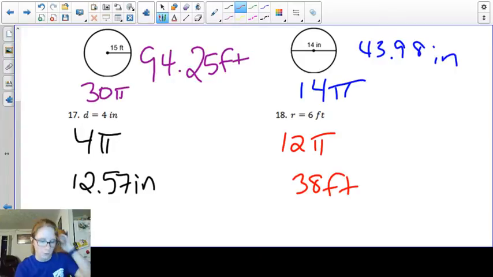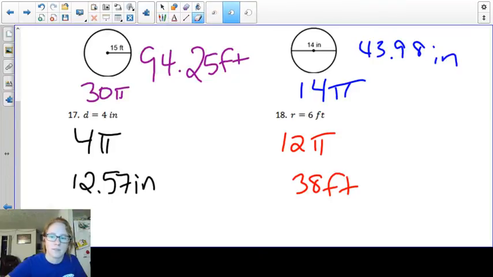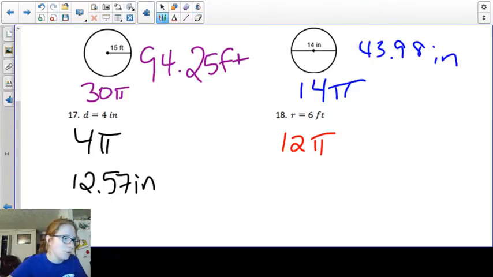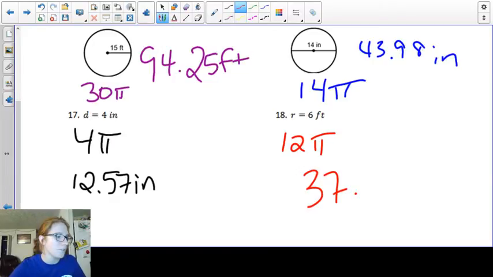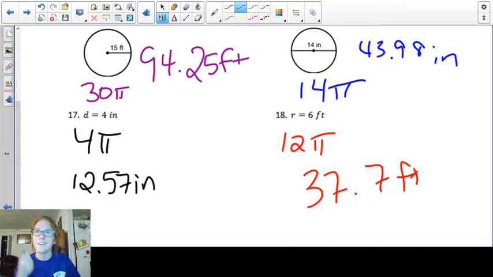Now, the reason that one's just 38 is because I had to double check myself, I forgot. I get 37 point, should be 37, I can't round. I couldn't round this morning, apparently. It should give me 37.699, which will give me 37.7 feet. I don't know why I didn't round that correctly in my notes. It's on there now.